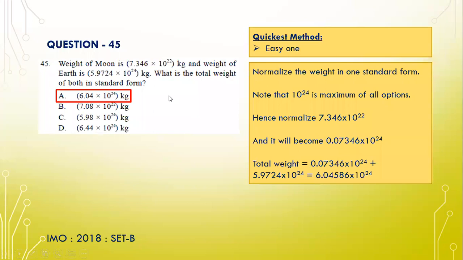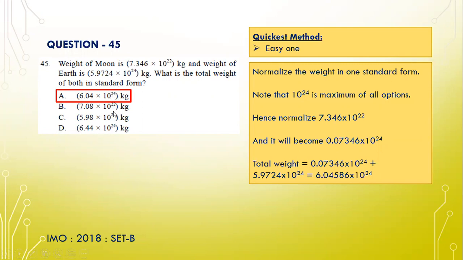Okay, 45. The weight of the moon is 7.346 into 10 raised to 22 kg, and the weight of the earth is 5.9724 into 10 raised to 24 kg. What is the total weight of both in standard form, isn't it? So this again is an easy one. What is the standard form you want? In most of the options it is 10 raised to 24. In option A it is 10 raised to 24.